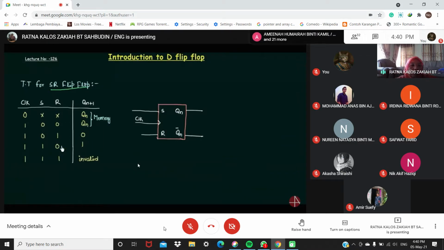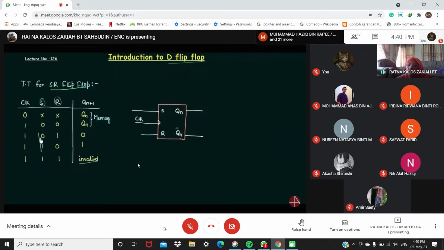Now you can see a very interesting thing, that this S and R are always complement to each other. When S is 0, R is 1, and when S is 1, R is 0. So why do we have to give this S and R individually? We can just give one input to this flip-flop and complement the other. That's what we have to do to get the D flip-flop. Now you might be thinking, what about this case? You can see this is an invalid case. We are not going to use it.